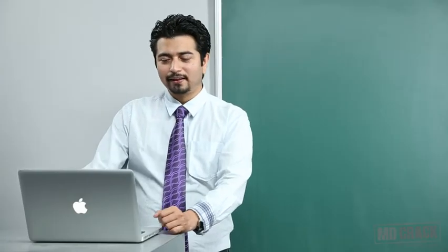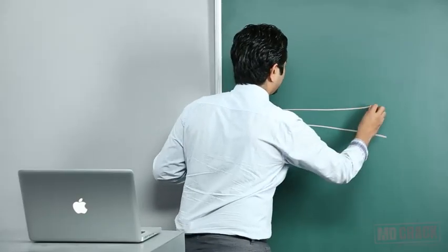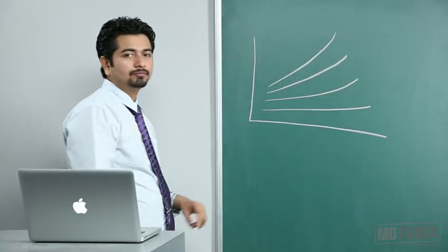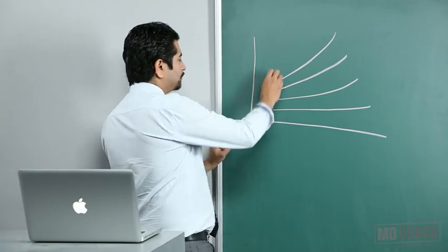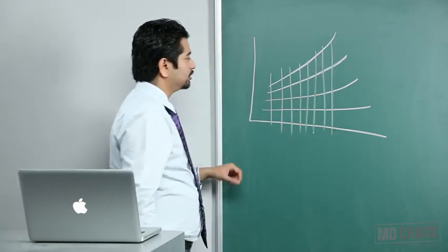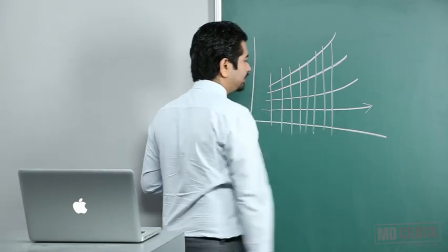The next question is, identifying children at risk of developing high blood pressure in the future is called as. Something you can't afford to miss, something you have to know is this. And the answer is tracking. Again, going back to that wonderful diagram that we saw. Okay, this was tracking. What we were doing? We were taking serial blood pressure measurements of children as they grow, and we saw that children who had lower blood pressures initially tend to remain in that lower trajectory. So this guy was here and he tends to remain here.